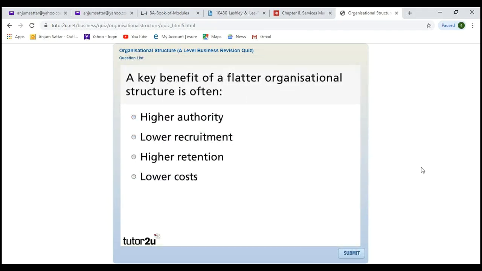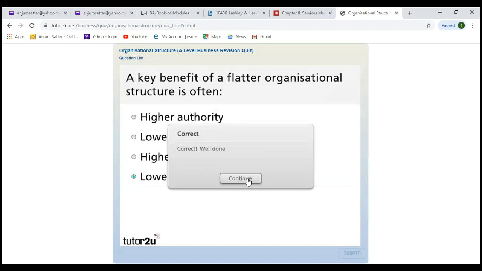The key benefit of a flat organization structure is often what? No idea. Let's pick options which you can guess. High authority, lower recruitment costs. A flat organization is not a tall organization. One of those two, I think. So lower cost, which is correct.